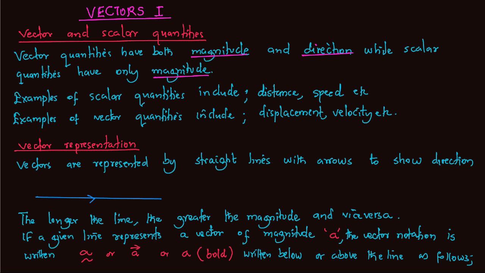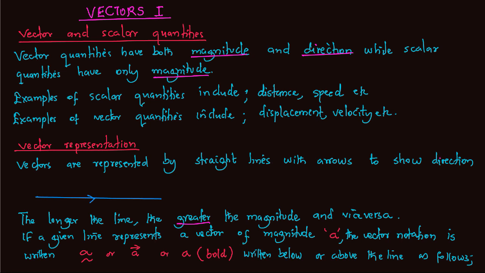Vector representation. Vectors are represented by straight lines with arrows to show the direction. So usually we have a straight line and an arrow to show direction. The longer the line, the greater the magnitude, and vice versa.